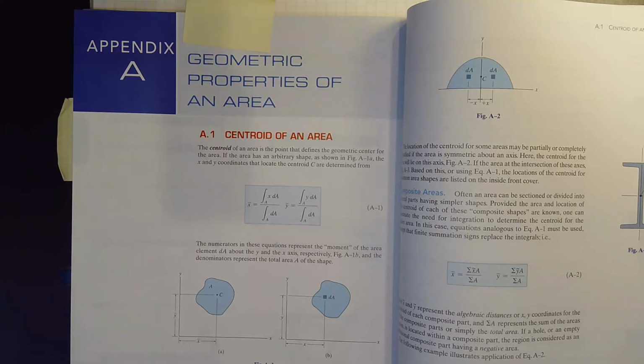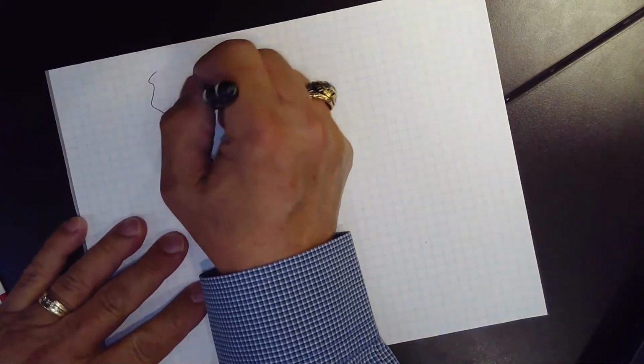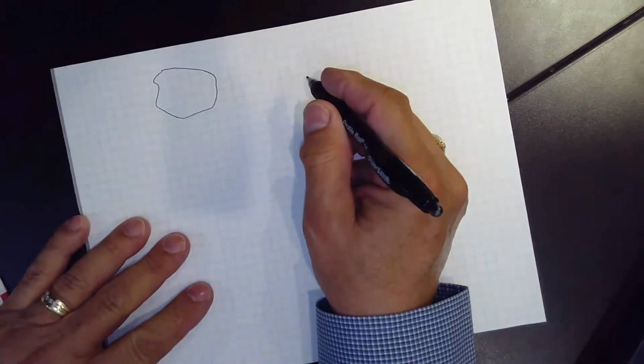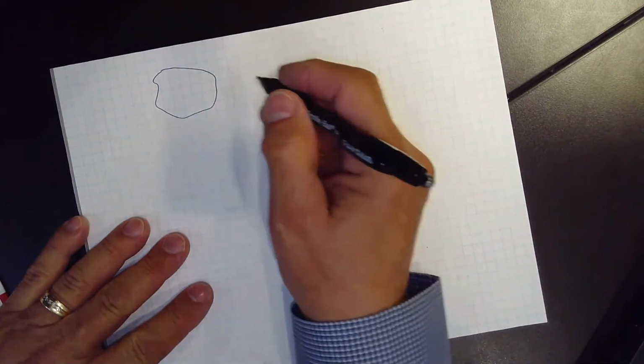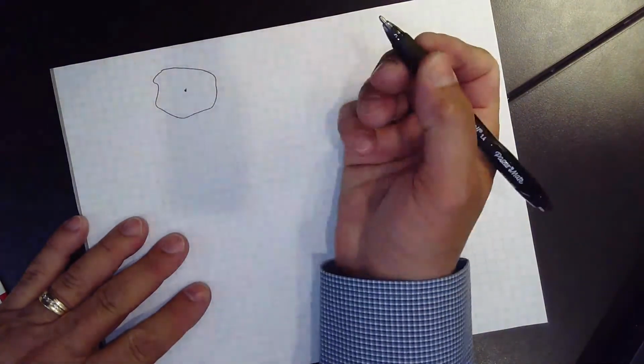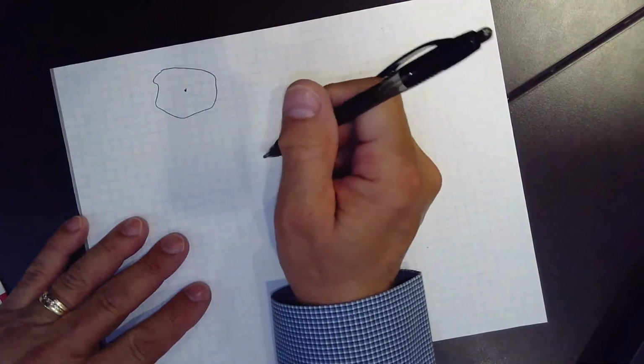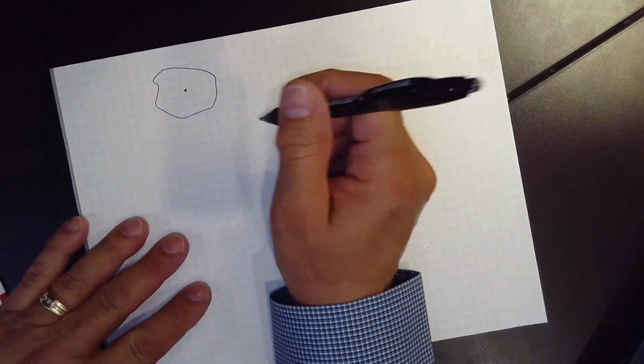So the centroid of an area is the point that defines the geometric center for the area. All right, if you have an arbitrary shape like shown here, we want to know where is the centroid of that area. We're looking at some point here in the center. It's the geometric center. But how do we find that?